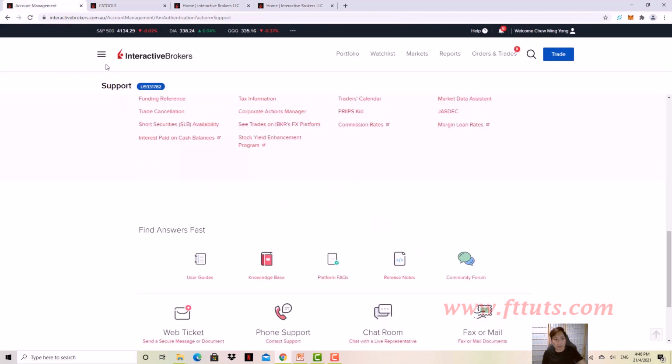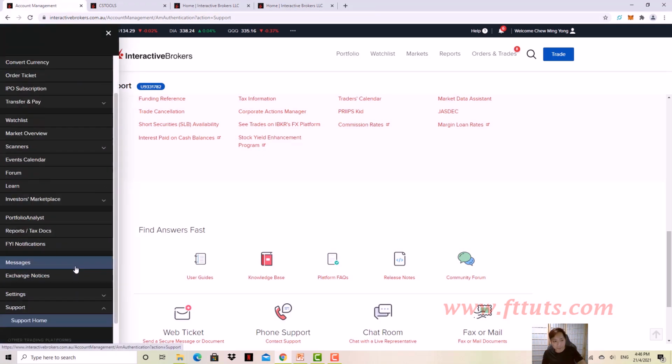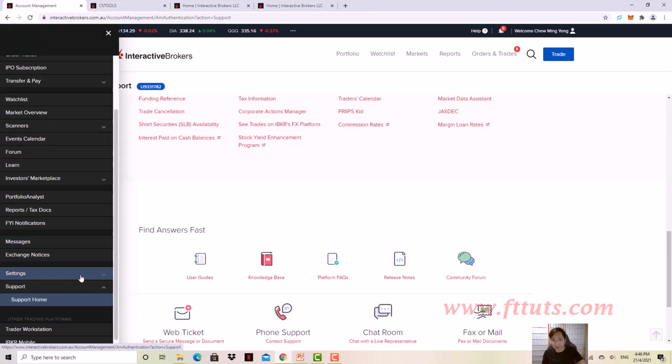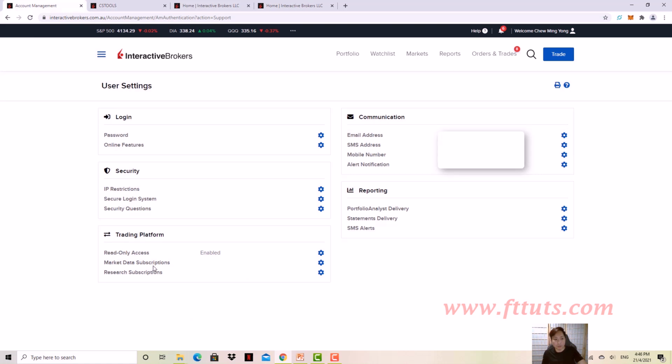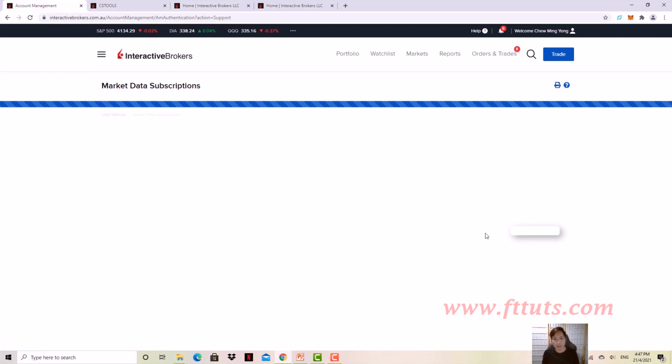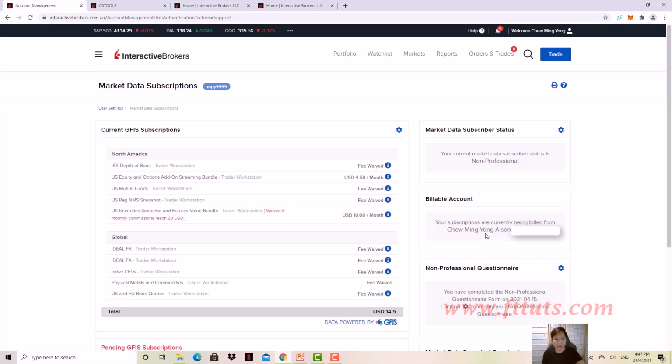Then let's say you want to enable your user settings. Let me go to user settings over here. Let's say you want to know the data that you need to subscribe to. Remember what I said earlier on: there is certain data you need to subscribe to, like stocks data, to get real-time data. If not, the data that you see in your platform is delayed. So for stocks trading, over here you can see market data subscription. Click on this spanner, and you can follow what I have over here, guys.